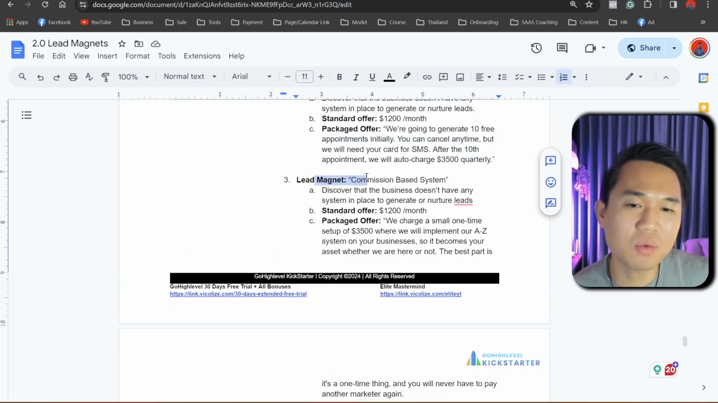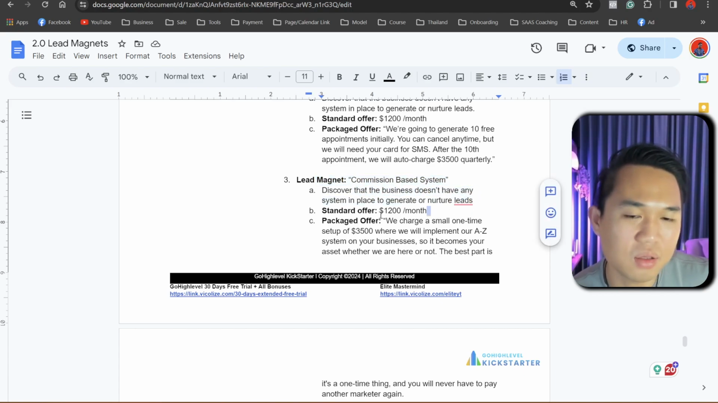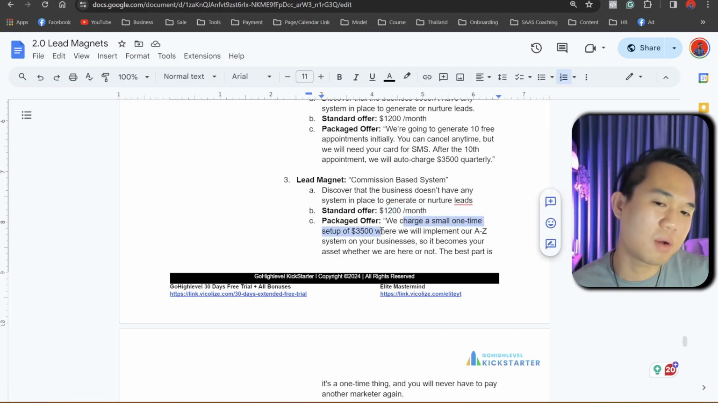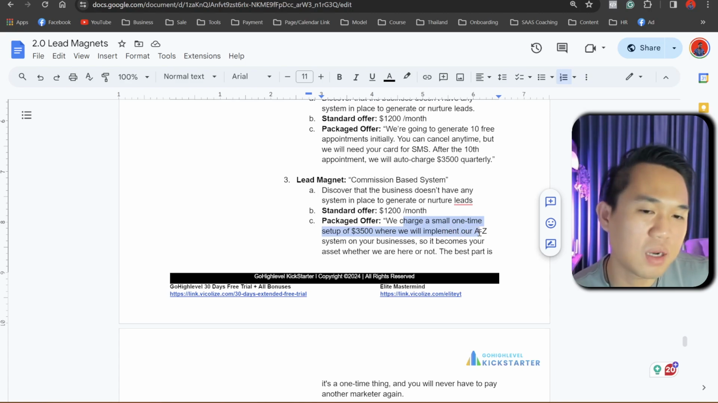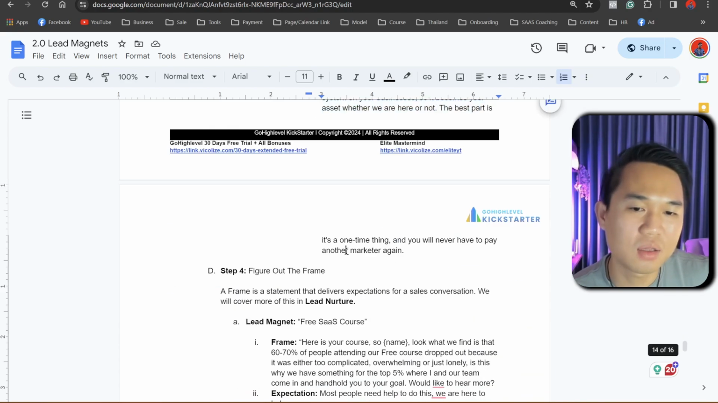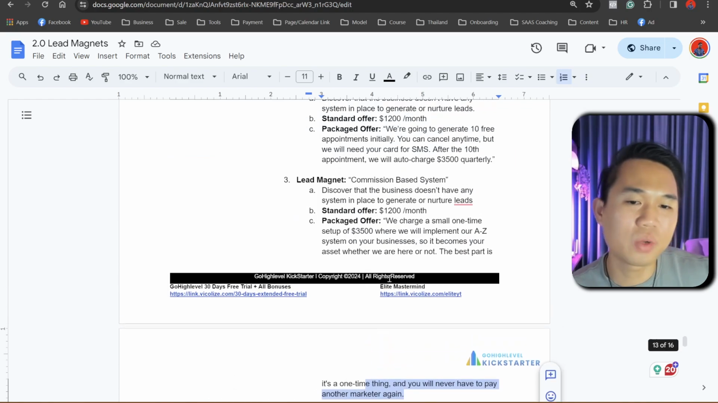Another lead magnet example, a commission-based system. Discover that the business doesn't have any system in place to generate or nurture leads. Standard package, $1.2k per month. We normally charge a small one-time setup of $3,500, where we implement our A to Z system in your business so it becomes your asset whether we are here or not. The best part is it's a one-time thing, so you never have to pay another marketer again. So that's how we frame it.